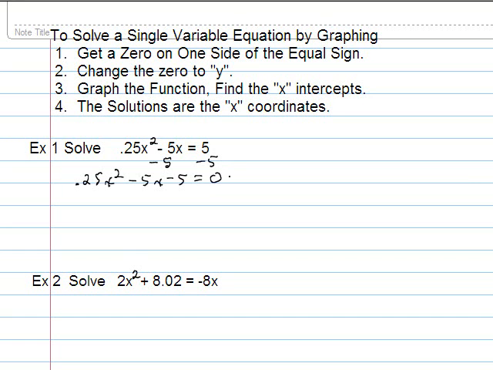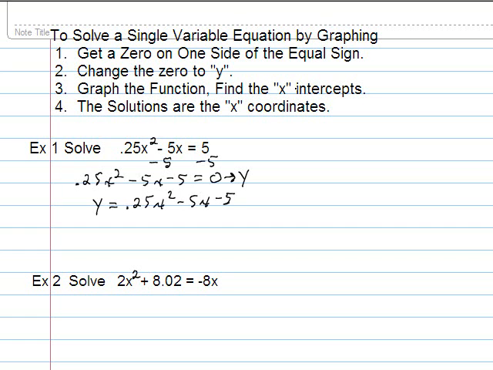Step 2 says change that 0 to y. So I'm going to take the 0 and I'm going to change it into a y, so it'll say equals y. But instead of having my y on the right, I'm going to put it on the left like it is in the calculator. So I'm going to say y equals 0.25x squared minus 5x minus 5.